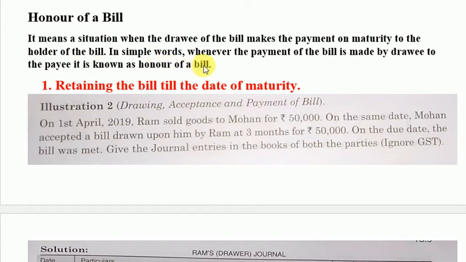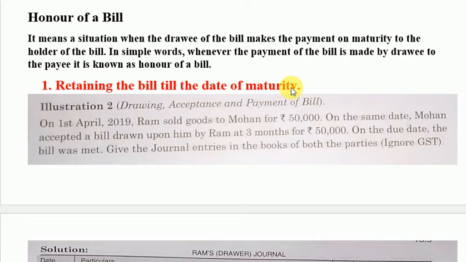We have seen in a previous class that there are four situations in which the bill can be dealt in by the drawer. And out of those four situations, case number one says retaining the bill receivable till the date of maturity by the drawer himself. So let us understand how we are going to write the entries in this case, and for that I've picked up illustration number 2 from your textbook.